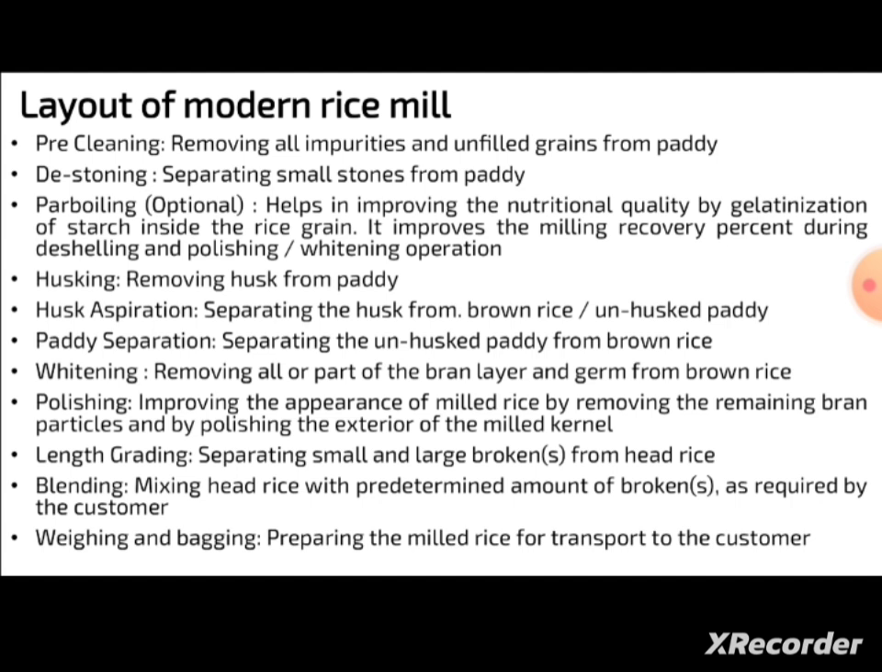Next one will be the modern rice mill. The modern rice mill handles everything from cleaning to bagging the rice, which involves destoning, parboiling, husking, husk separation, paddy separation, whitening, polishing, grading, blending, and weighing and packaging. So these are the processes involved in the modern rice mill.